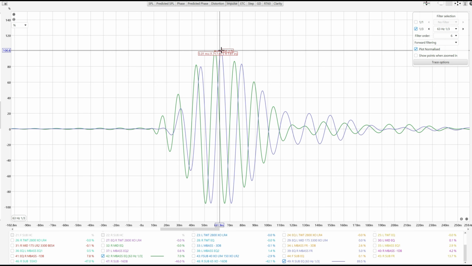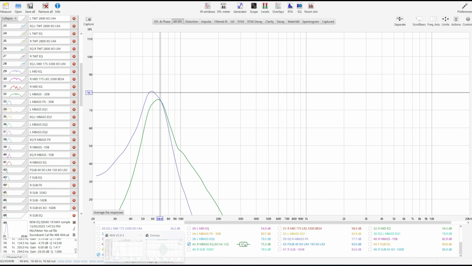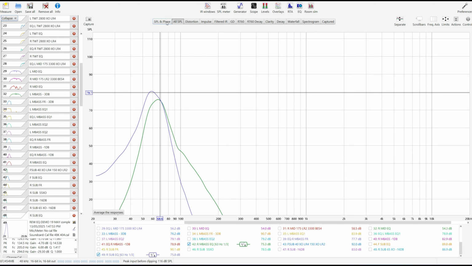So I'm just holding Control and right mouse button, just drawing a line between the two peaks. So it's telling me 5.01. So let's go into the other screen and add 5 milliseconds to the right mid bass, right? So we go into all SPL.